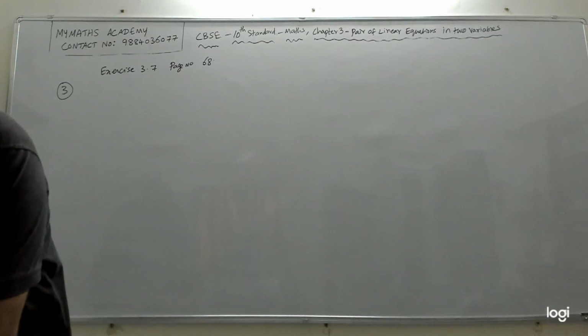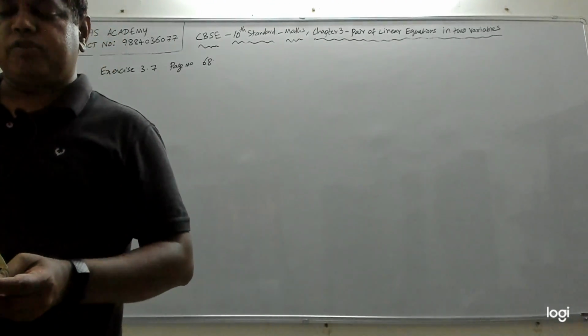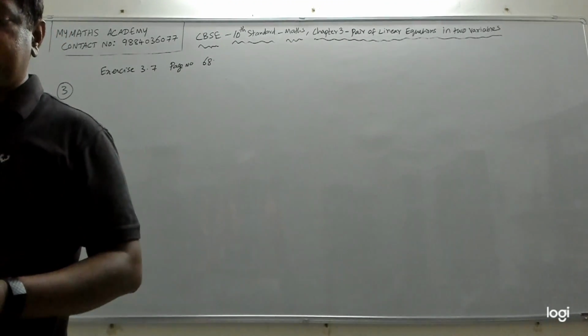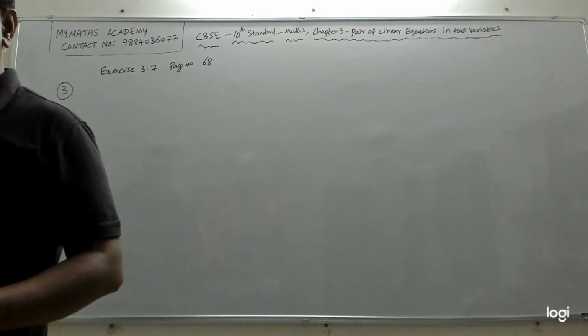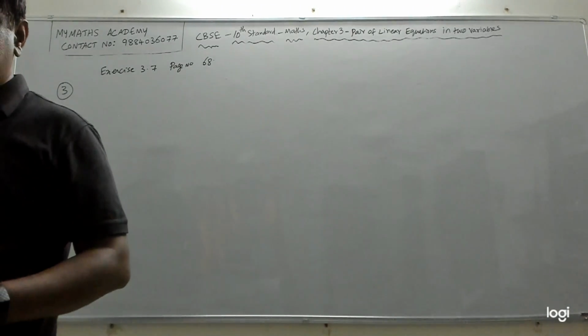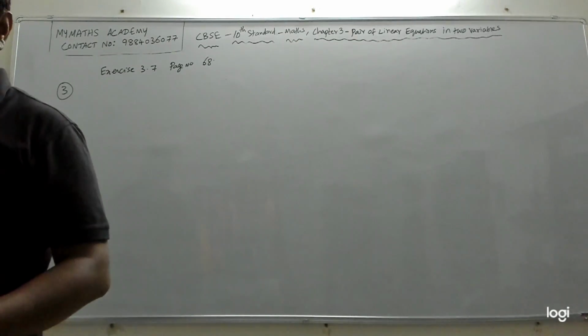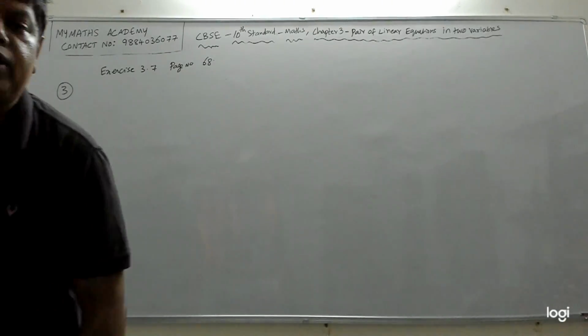The question says, a train covered a certain distance at a uniform speed. If the train would have been 10 km per hour faster, it would have taken 2 hours less than the scheduled time. If the train were slower by 10 km per hour, it would have taken 3 hours more than the scheduled time. Find the distance covered by the train.